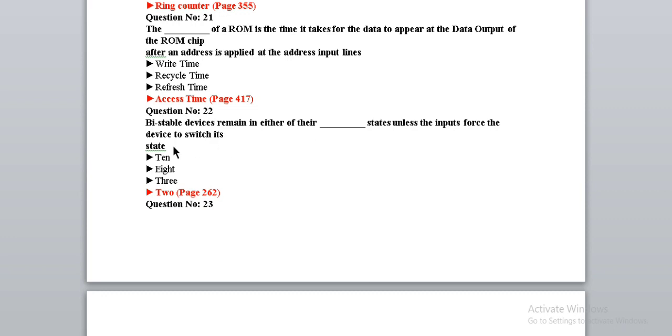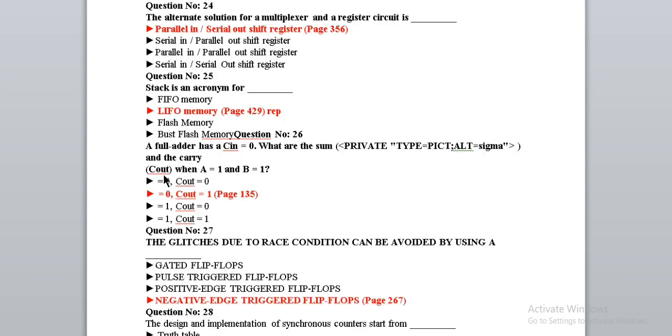Bistable devices remain in either of their dash states unless the input forces the device to switch its state. Two states. Alternative solution for multiplexer and register counter circuit is parallel in serial out shift register. Stack is the acronym for LIFO memory.